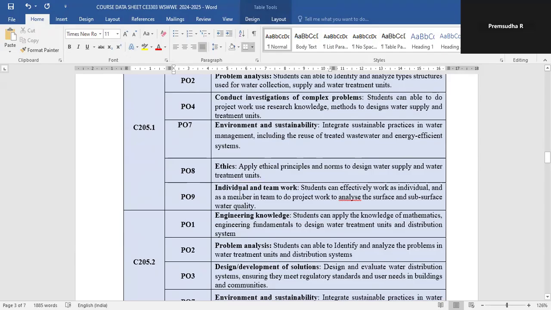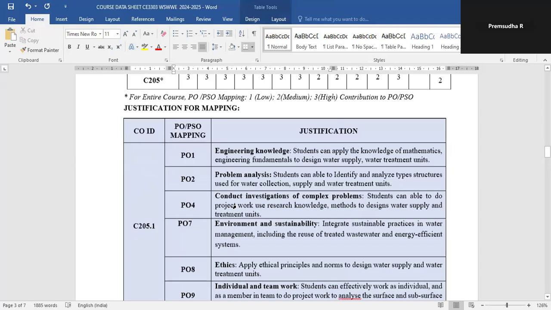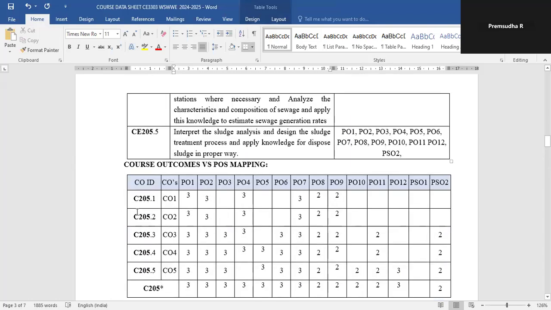And PO9, individual and teamwork. Students can effectively work as an individual and as a member in a team to do a project, analyze the surface and subsurface water quality. So here the student is able to learn how to collect the water and find out the characteristics. So I gave the correlation here, and CO2 is mapped with PO1, PO2, PO4, PO7, PO8 and PO9.